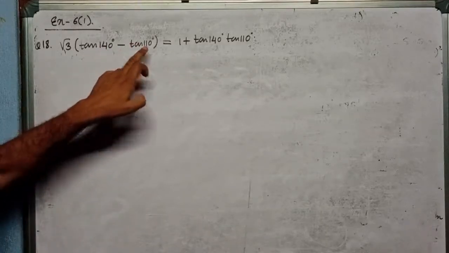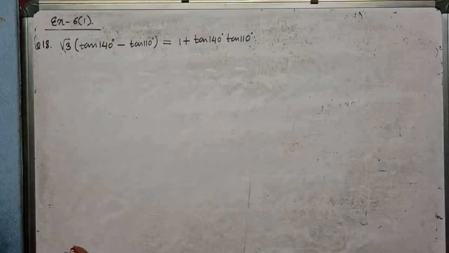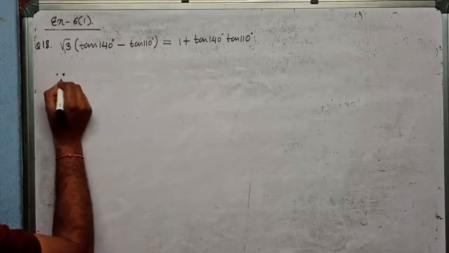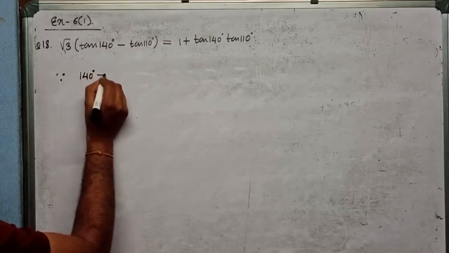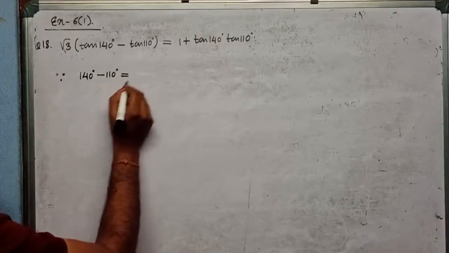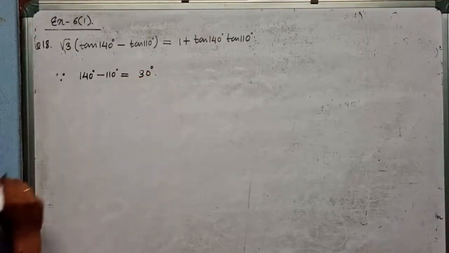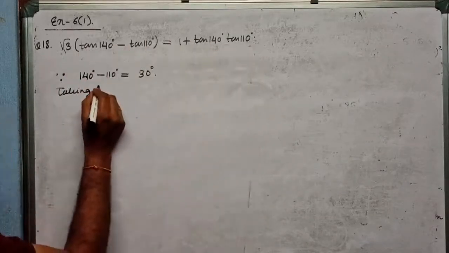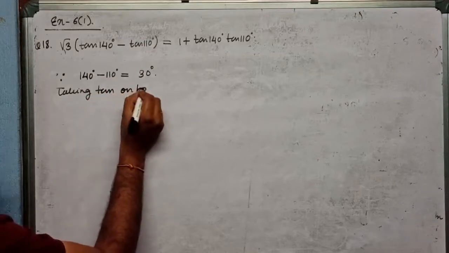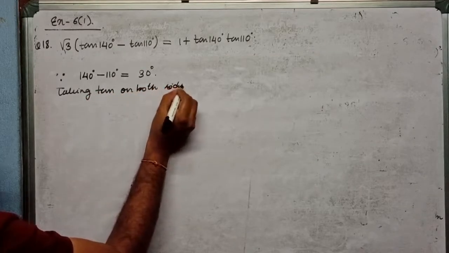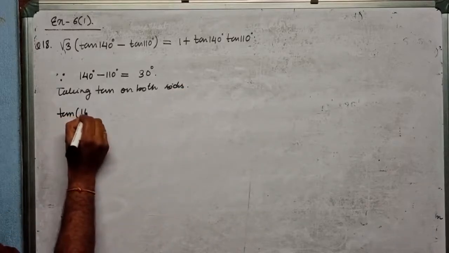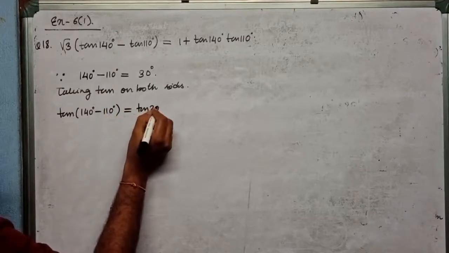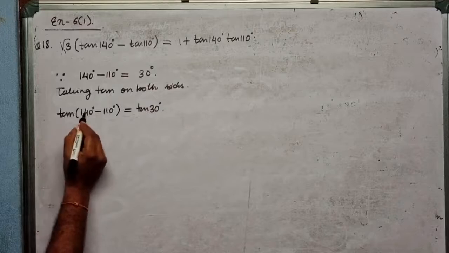If I subtract 140 minus 110, what will I get? 30 degree. So the subtraction is a trick that you have to remember: 140 degree minus 110 degree is equal to 30 degree. Now taking tan on both sides, in this way you can prove the whole identity. This will be tan of 140 minus 110 degree equals tan 30 degree. Now I'll use the formula, tan A minus B formula.